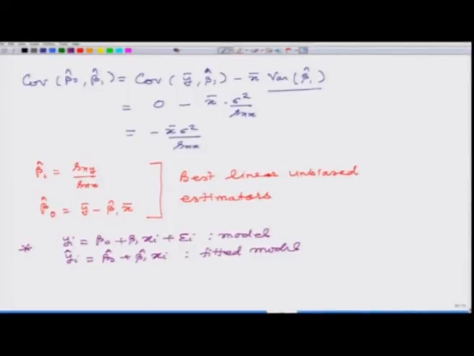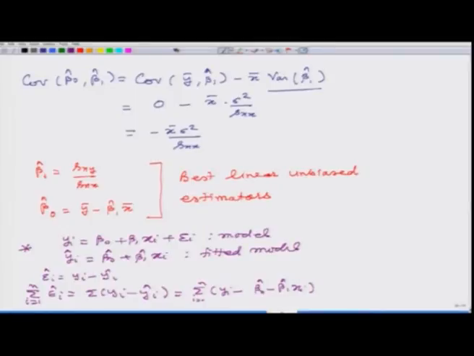So, when I try to define my residual as, say, yi minus yi hat, let us try to see what happens to the summation of epsilon i hat. When I find the summation of epsilon i hat here, this becomes summation of yi minus yi hat, and this is nothing but the summation, i goes from 1 to n, of yi minus beta 0 hat minus beta 1 hat xi, right.